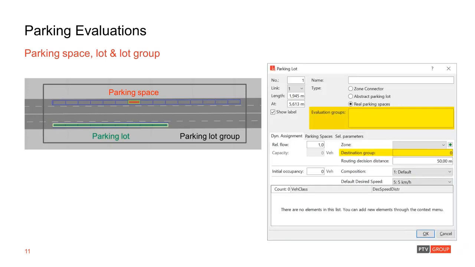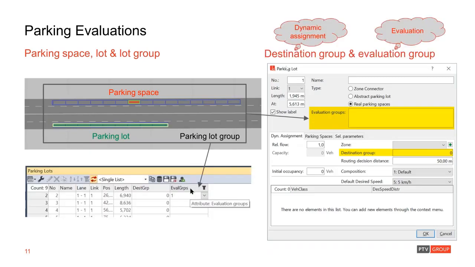And we already had something called parking lot group, and that was for dynamic assignment. So now that group, which is only one per parking lot, is still available as the attribute which is now named destination group. But for the parking evaluation, a parking lot can belong to several groups.